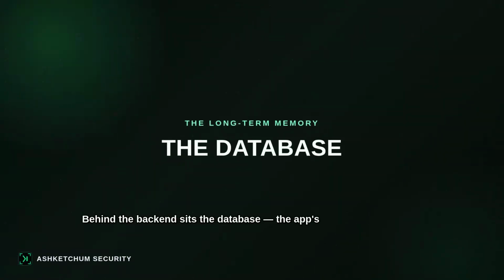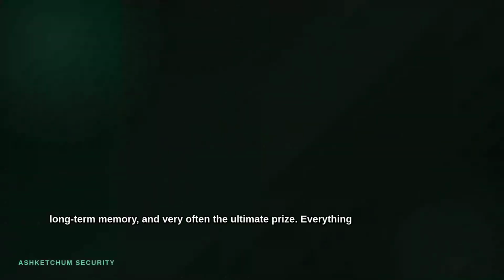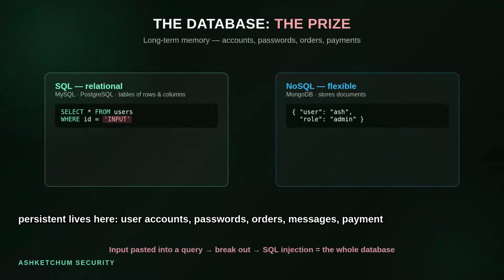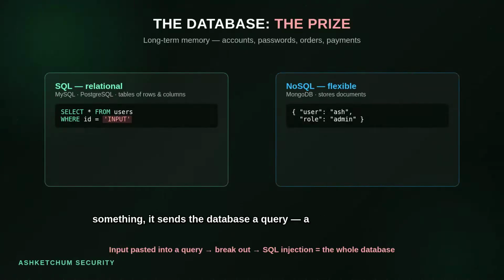Behind the backend sits the database, the app's long-term memory, and very often the ultimate prize. Everything persistent lives here. User accounts, passwords, orders, messages, payment details. When the backend needs to remember or retrieve something, it sends the database a query, a command in a query language. The most common is SQL, used by relational databases like MySQL and Postgres, which store data in structured tables of rows and columns. There's also a family of NoSQL databases like MongoDB that store data more flexibly as documents. Either way, the pattern is the same.